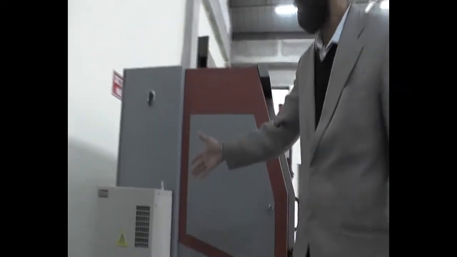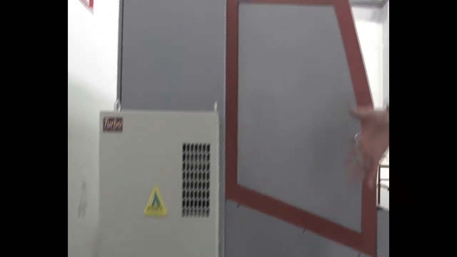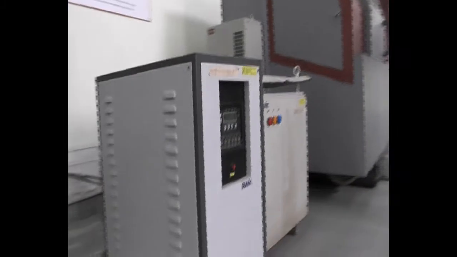Now coming to the other parts, this is the air conditioning unit, which is for cooling all the electronic components mounted inside. And this is a stabilizer, an electrical transformer acting as a stabilizer.